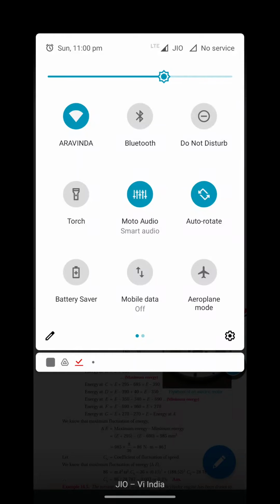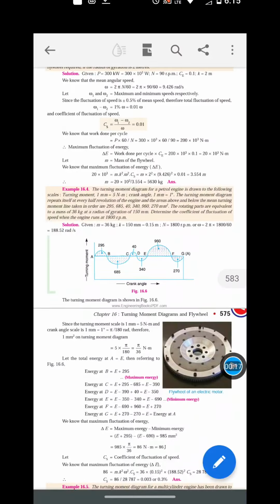So let us discuss the problem on multi-cylinder engine. The turning moment diagram for a petrol engine is drawn to the following scales. Here in every problem with respect to the multi-cylinder engine, the scale will be given. Why? Because in the fourth line, the areas of the turning moment diagram are given, so we need to calculate the energies. The areas can't be equal to energies, so he will give the scale.